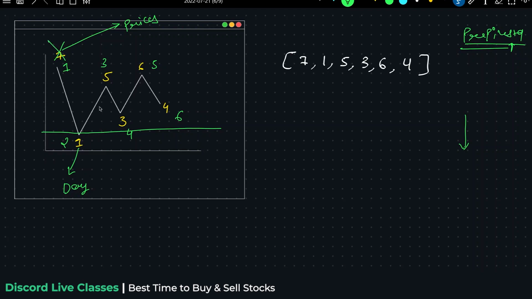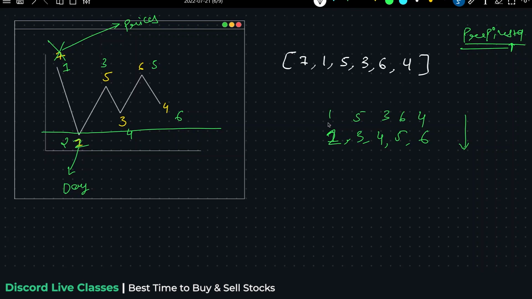We are remaining with these days. I have made one mistake, I guess. This is actually the second day. So what remains is the second day, third day, fourth day, fifth day, and sixth day. And the prices of these are 1, 5, 3, 6, 4.